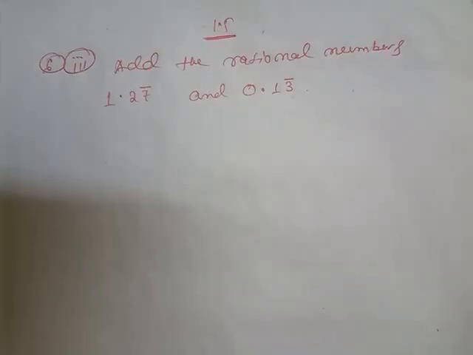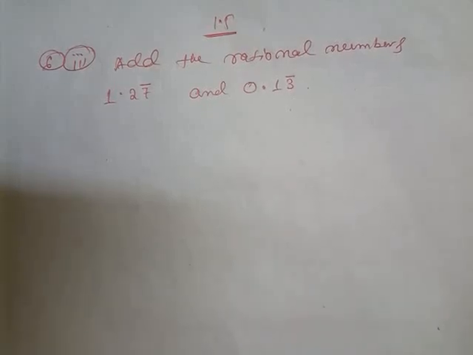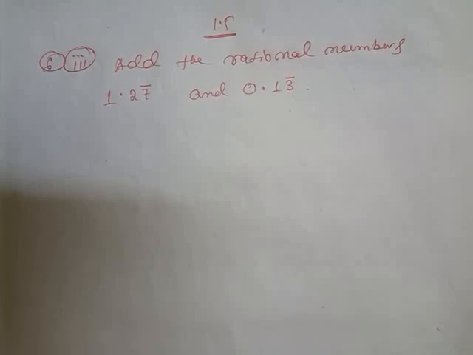Now students, look, the last question, question 6, the last question: Add the rational numbers 1.27 bar and 0.13 bar. Now let's have a look at how to solve this one. I will solve it separately, one by one, then I will add.